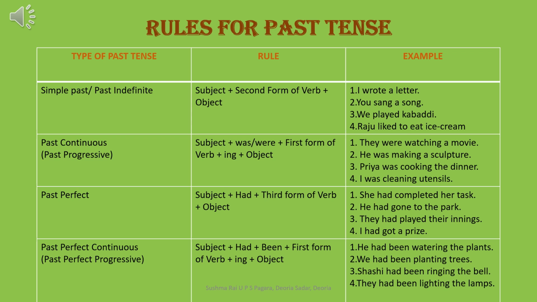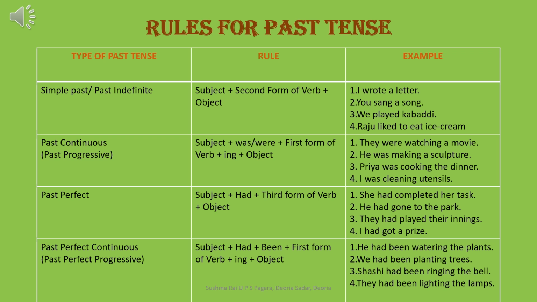Now let's discuss the rules for writing a sentence in past tense. The first subtype of past tense is simple past or past indefinite tense. The rule for writing a sentence in simple past is subject plus second form of the verb plus object. Examples are: I wrote a letter. You sang a song. We played kabaddi. And Raju liked to eat ice cream.